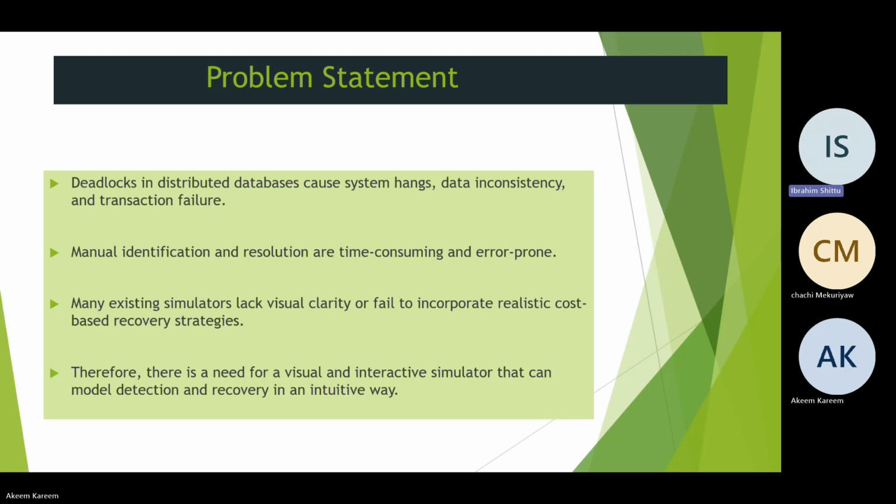Finally, for the problem statement, what we're addressing is that in real-world distributed systems, manual identification of deadlocks is slow, error-prone, and often impossible due to asynchronous communication. Existing theoretical solutions often lack quantitative tools for analysis. What our simulator does to address this gap is provide an interactive automated environment where we can identify system hangs instantly, and also apply recovery strategies that minimize data loss, which ensures that the system remains reliable and performant. Chachi is going to discuss the literature review and some related works.